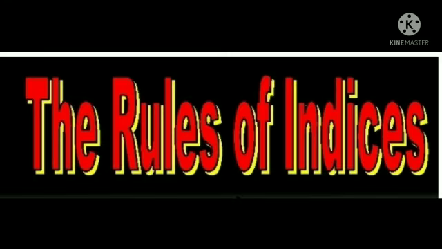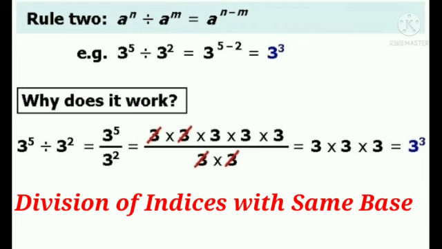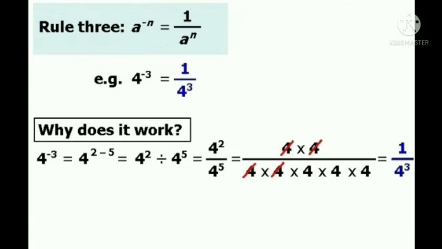Now let's see the rules of indices. You can also call it the laws of indices. Now here we will see the next rule of indices, that is division of indices with the same base. If the division operation is given and your base is the same, what will you do with your index? In simple language, if the same base is there and division operation is given, you just have to subtract your index. Clear, students?